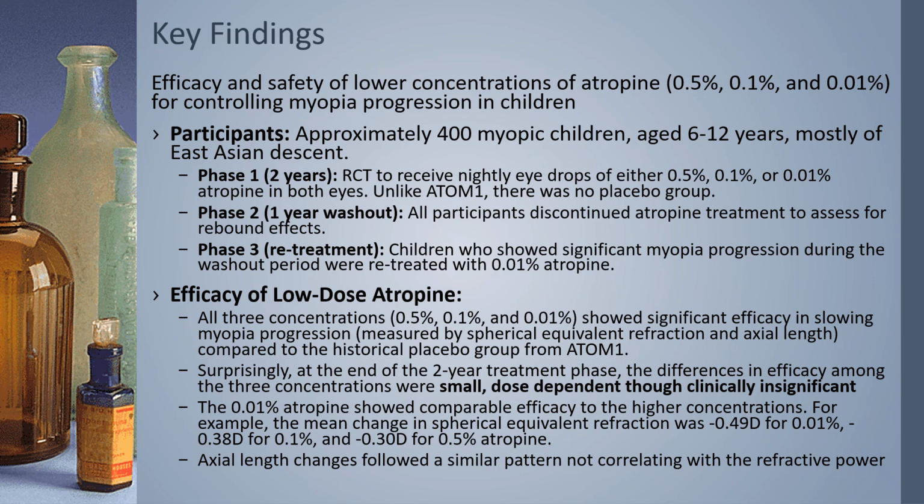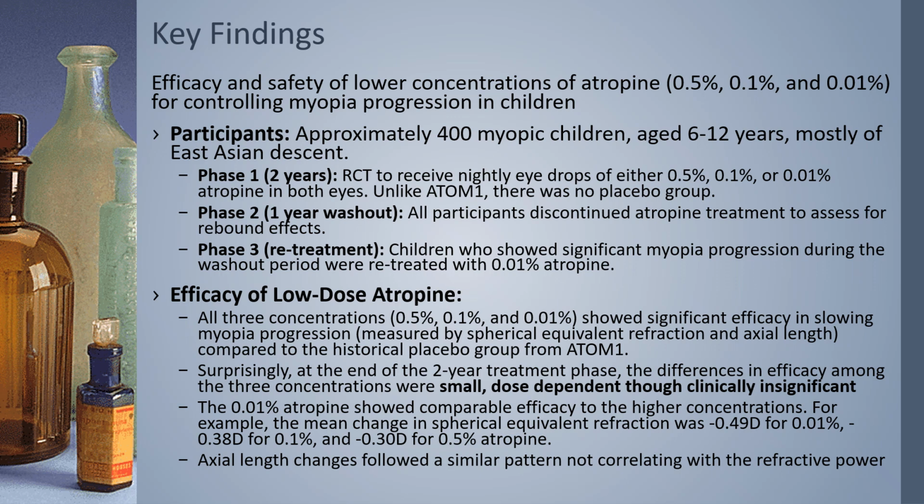The mean change in spherical refraction was 0.49 for 0.01%, 0.38 for 0.1%, and minus 0.30 for 0.5%. So 0.5% atropine did work better than 0.01%, but the changes were not really significant. Axial length changes also showed a similar pattern, but they were not exactly correlating with the refractive power.